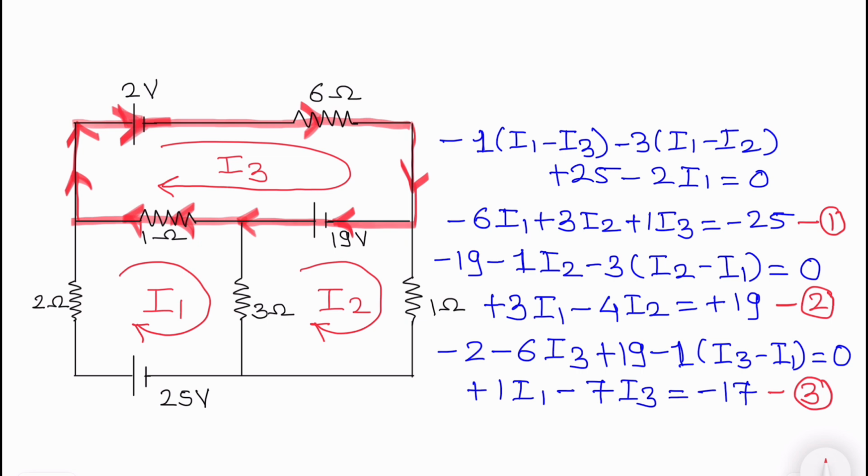And if you solve these equations simultaneously, you are going to get your answer. So thus we have seen how to solve a problem when you have a single loop mesh, when you have a two loop mesh, and when you have a three loop mesh.